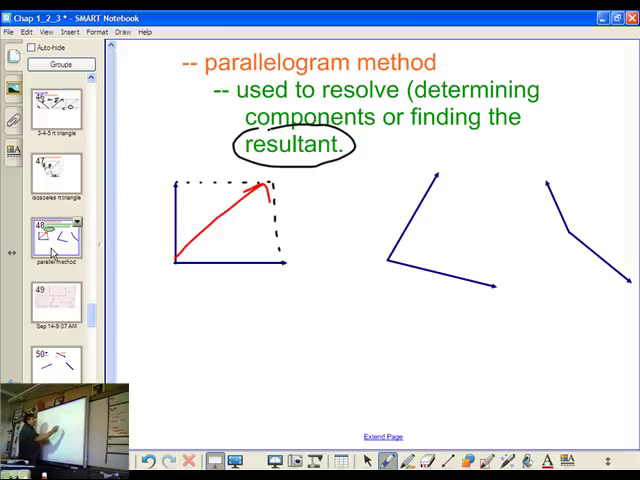Even if they don't come in at a right angle, again, we make a parallelogram. So there's our parallelogram. This side and that side are the same, and that side and that side are the same. We draw the diagonal, and we get our resultant.